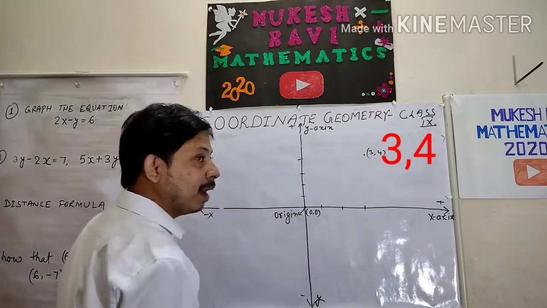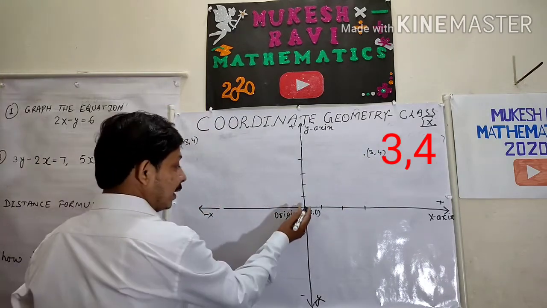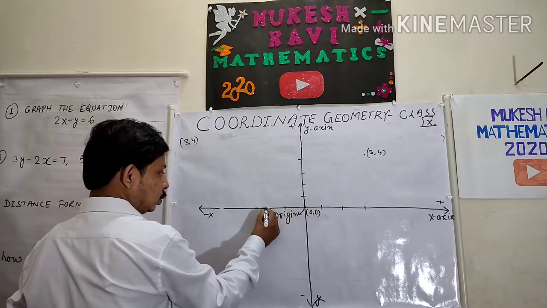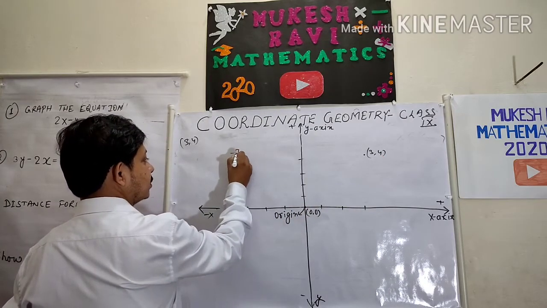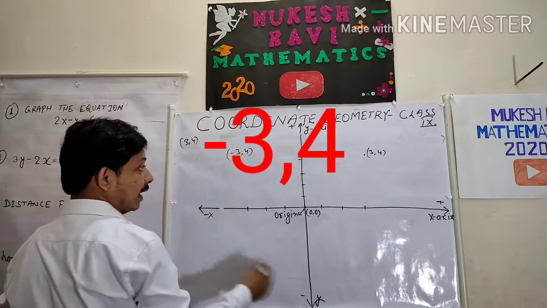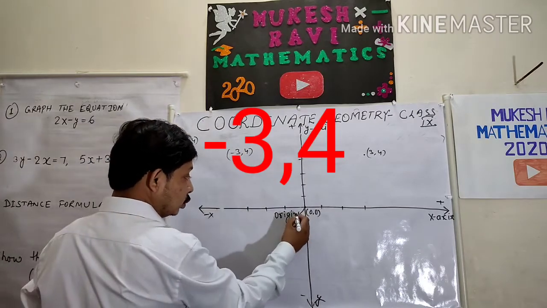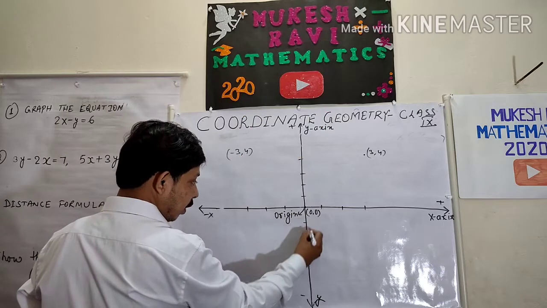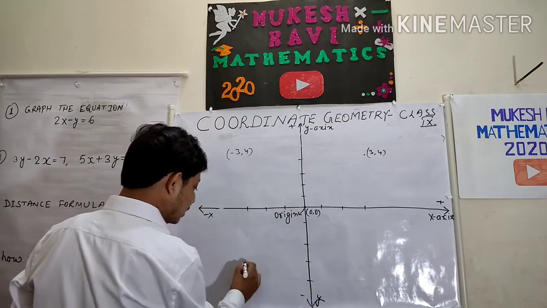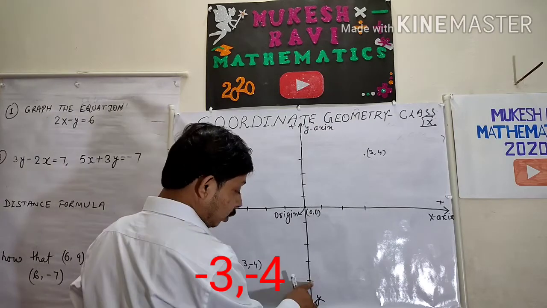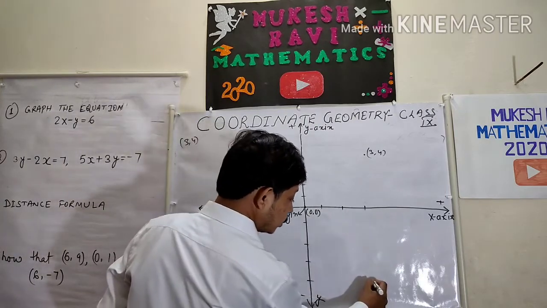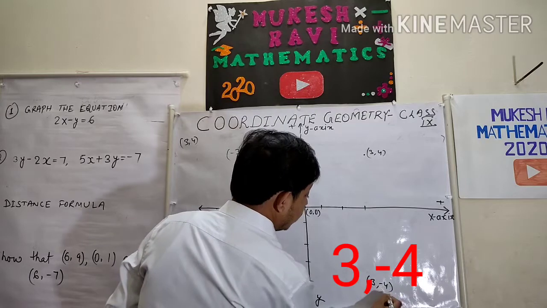Suppose my point is minus 3 and minus 4. So minus 3 on x: 1, 2, 3. This is minus 3, and here this is minus 3 and 4. And suppose minus 3 and minus 4. So minus 3 is already here, then 1, 2, 3, 4. This is minus 3, minus 4. And suppose 3, minus 4: minus 4 is already here, so this is 3, minus 4.